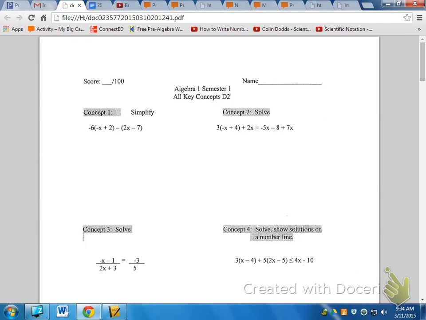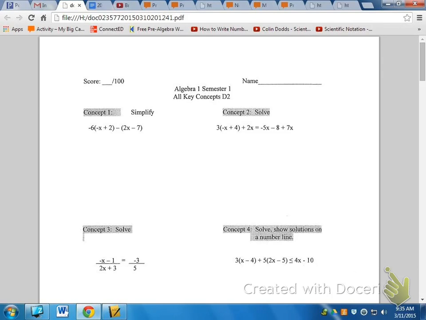This is a review of the key concepts. It says Algebra 1, Semester 1, but it really truly is Semester 2. Looking at some of the things, it is probably a combination of Semester 1 and Semester 2, but I think this would be good for us to do to brush up on some things before we finish up with quarter 4 material.